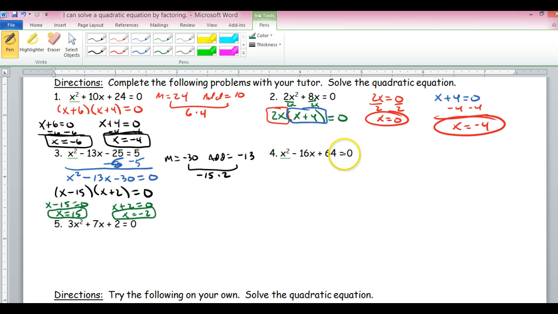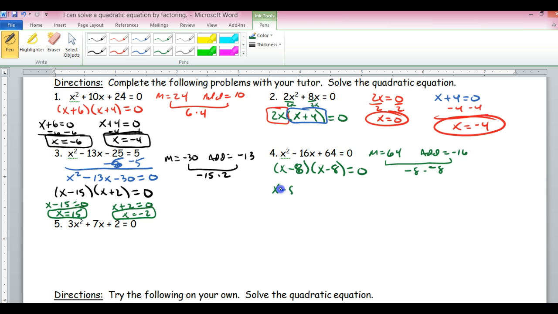So this next one, when I go to factor this, I notice I gotta find the numbers right away because there's no number in front of x squared. So again, it's an easy AC problem. Find the numbers that multiply to give me 64 and add up to negative 16. What numbers make that happen? Negative 8 times negative 8. So when I factor this, I get x minus 8 times x minus 8 equals 0.